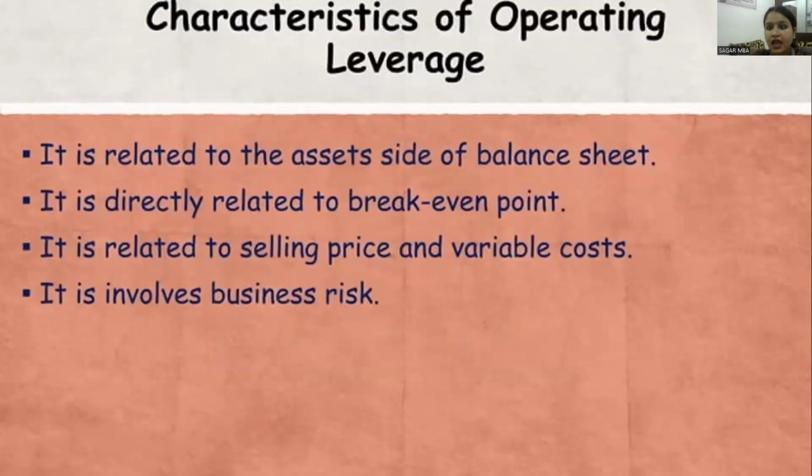Characteristics of operating leverage: it is related to the asset side of the balance sheet. It is directly related to the break-even point. It is related to selling price and variable cost. It involves business risk.